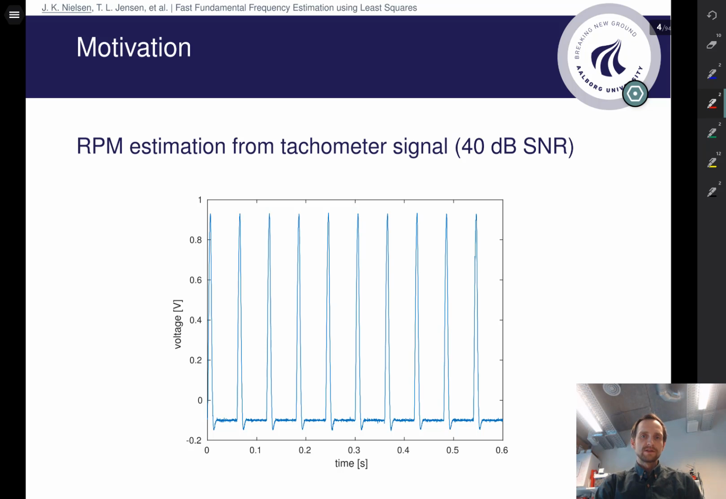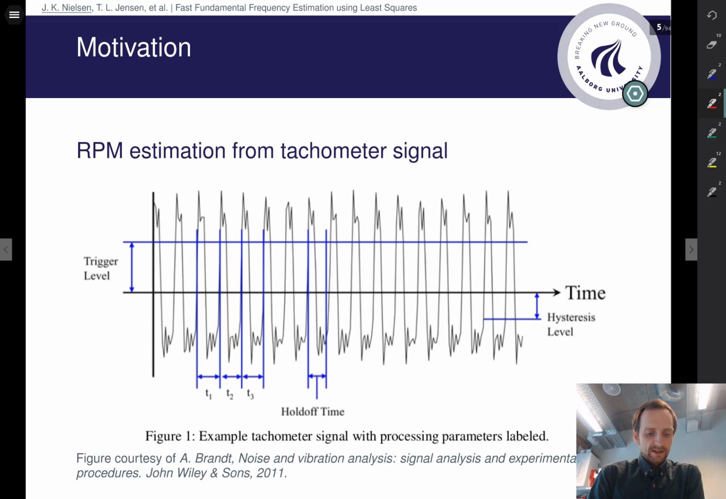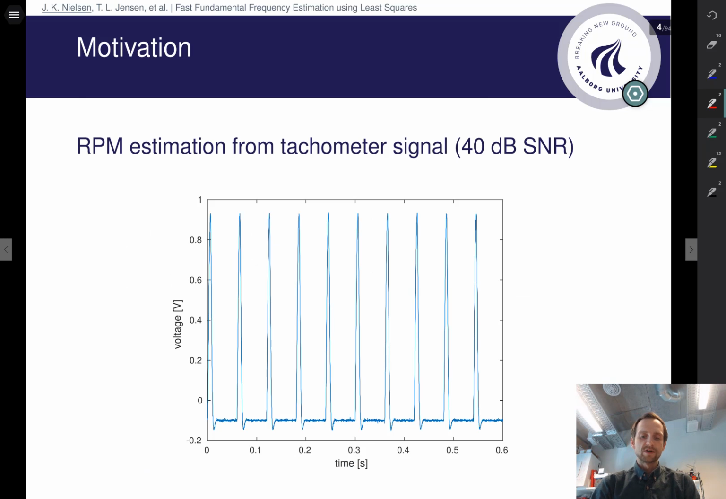So how could this be done? Well, according to this book here, which is fairly recent, the way you do it is that you have some kind of trigger level, and then every time you pass this trigger level, you simply measure the time since the last time it passed this trigger level. And then to make it robust, we have some kind of hold-off time, and we can also have some kind of hysteresis here. But well, this might work okay for a signal like the one we had here, with a 40 dB SNR.